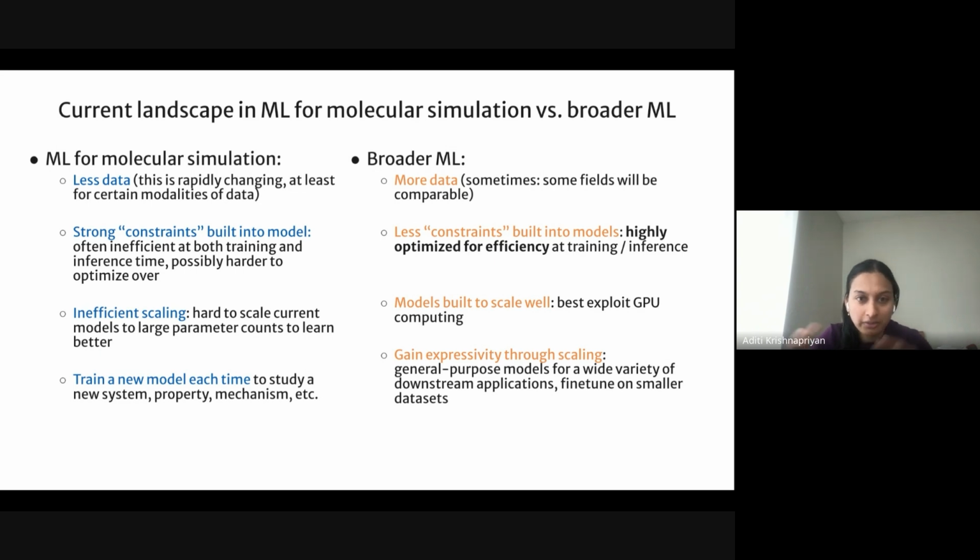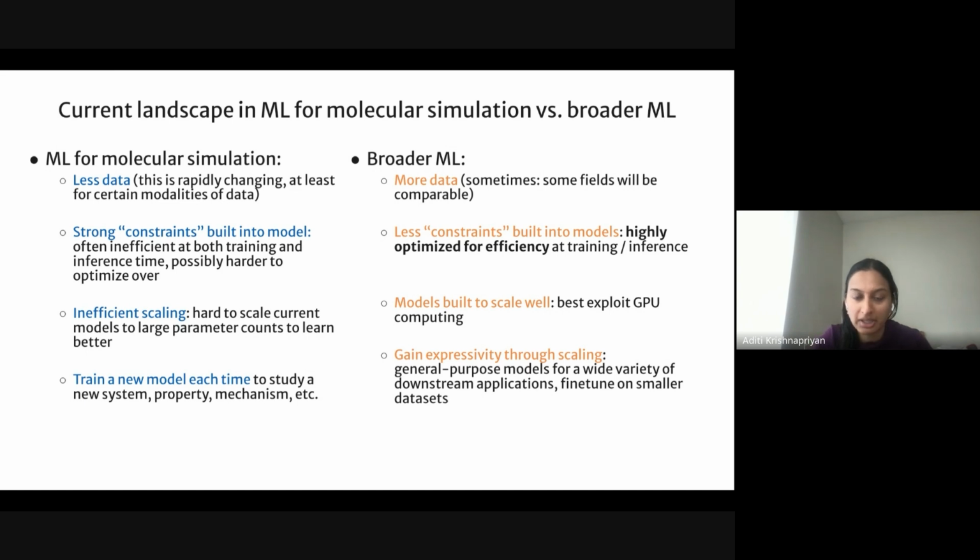In the case of these two things, we really have these different modalities where in ML for molecules, at one point we had less data, though this is changing really rapidly for certain types of modalities of data. In broader ML, these fields also had less data at one point, but now they also have a lot more data. Though some fields I think are more comparable. I think robotics is actually a better comparison of what's going on in this ML for science field.